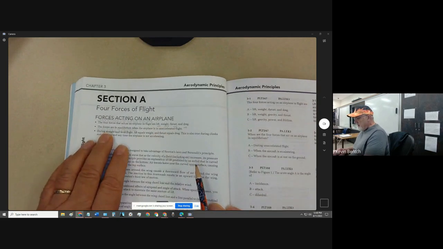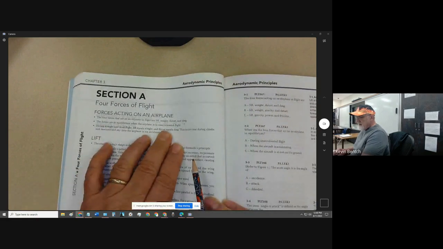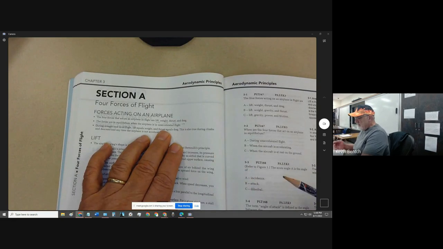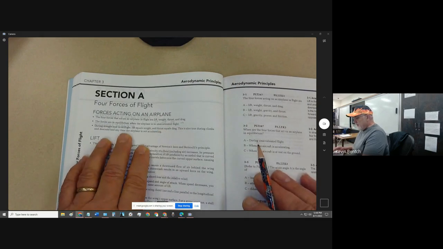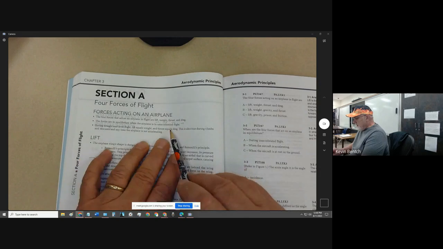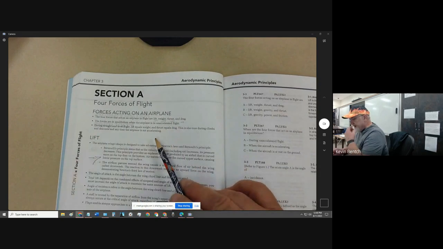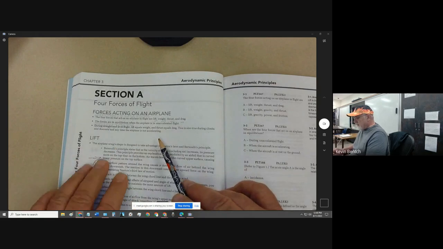The forces are in equilibrium when the plane is in unaccelerated flight. In other words, they equal each other. The up forces and the down forces are equal. The forward forces and the back forces are equal. And so the plane's just moving along. During straight and level flight, lift equals weight, thrust equals drag. This is also true during climbs and descents and any time the airplane is not accelerating.